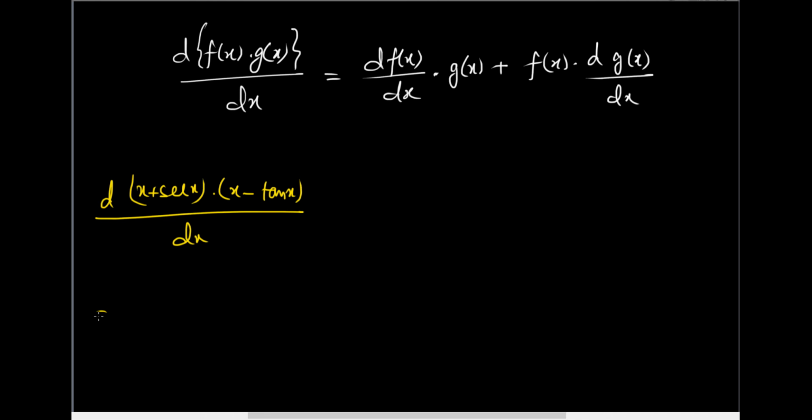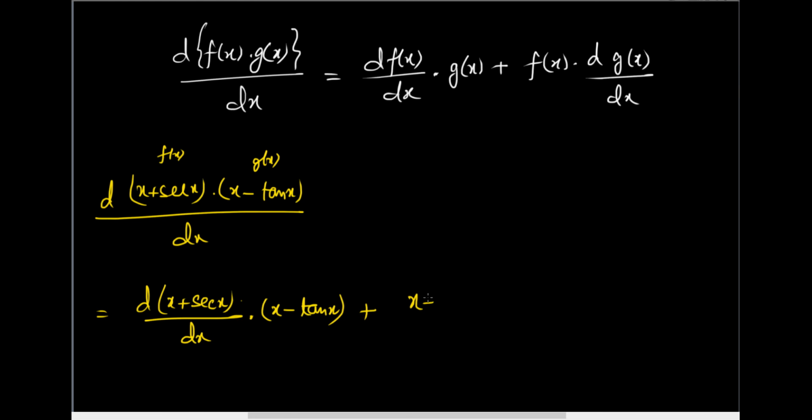equal to the derivative of x plus secant x, because this is the first function, our f(x), and this is our g(x), with respect to x, times x minus tan x. And then we'll put the plus sign, so plus f(x), which is x plus secant x, times the derivative of g(x), which is x minus tan x, with respect to x.